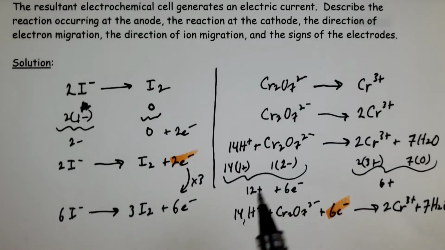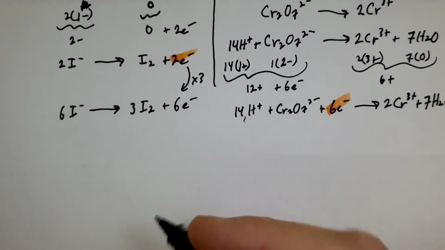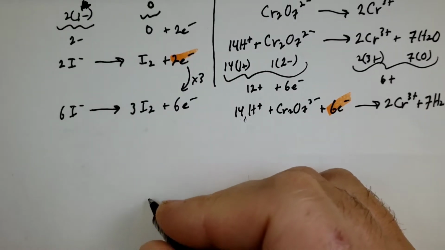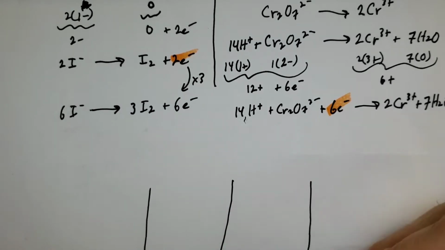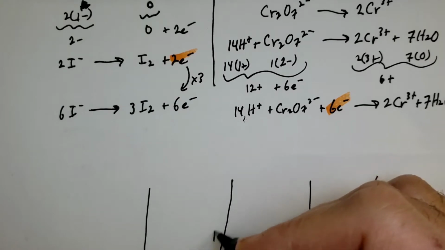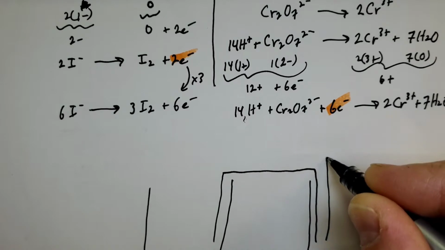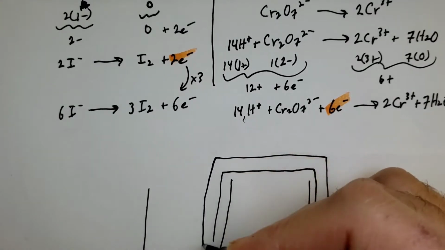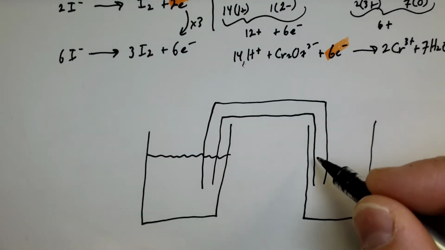Welcome back, Chemistry 30. So we did this example. We figured out what the two reactions are. So now we just need to make a little sketch to illustrate what's happening here. So I'm going to draw two beakers. Maybe drew those a little bit too big. And in between here, we're going to have a salt bridge, right? Because we need to have something that's going to make up for all the ions that are being transferred. Okay, we'll fill this up with liquid.